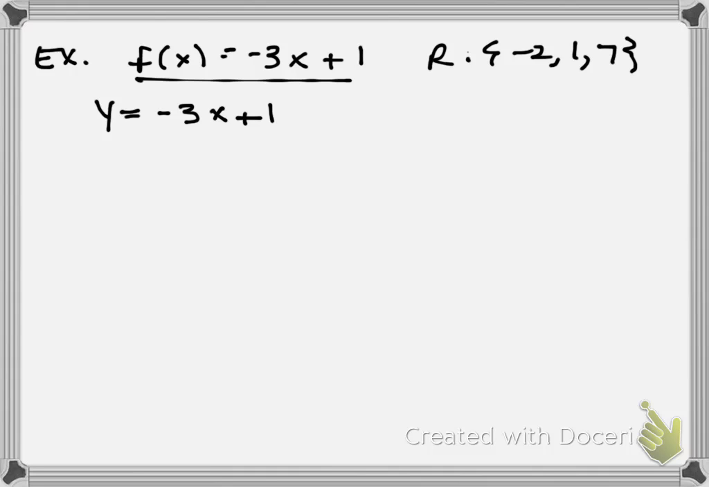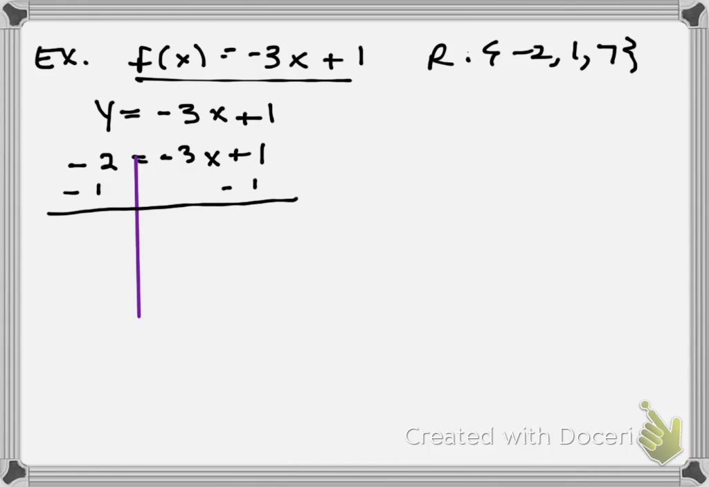If I rewrite it like that, it makes it a little more easy to say, okay, if I'm dealing with my range values, which are y, I can plug those in for y now and then solve for what? Solve for x. So now I have -2 equals -3x plus 1. Okay, so what do I do to solve? Okay, subtract 1 from both sides.